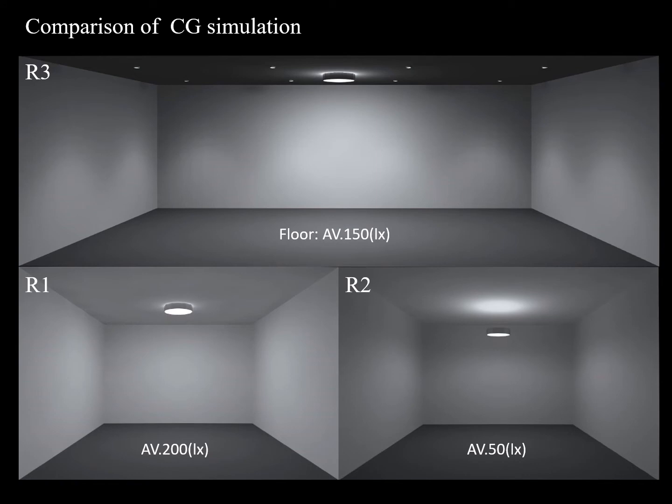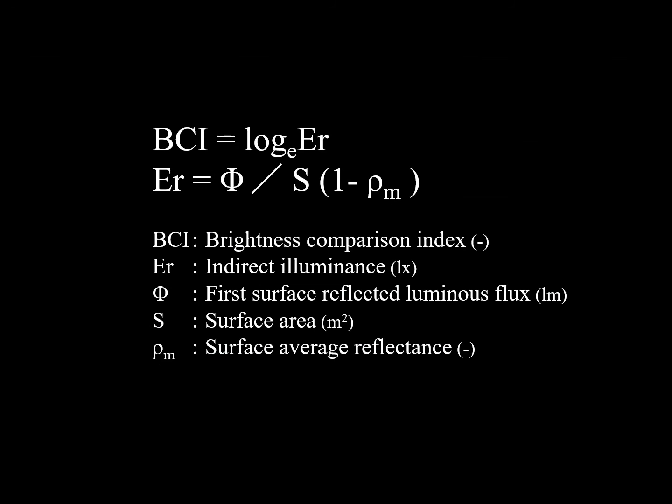This is a CG simulation that compares the luminous environment by arranging all the rooms. The floor illuminance is 200 lux for room 1, 50 lux for room 2, and 150 lux for room 3. You can imagine the difference in brightness by looking at this image, but it easily changes depending on the display brightness. The BCI is an absolute evaluation based on numerical values that do not depend on the display brightness, and is calculated using these formulas.